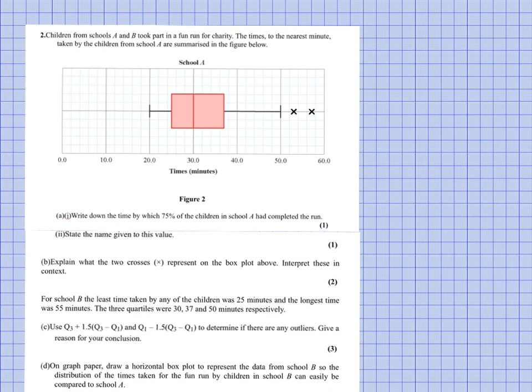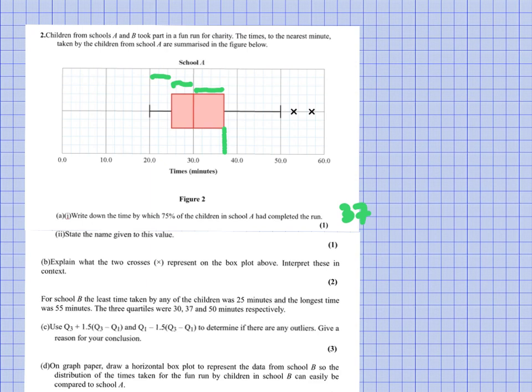To do this, I'm going to take a dotted line down. From the 75%, we know that each section of the box plot represents 25%. So this first set of squares here, that's 25%. This bit is 25%, and this bit is 25%. So 75% of the group had finished by this point. It's now a case of reading off the value accurately, and the only acceptable answer here is 37 minutes.